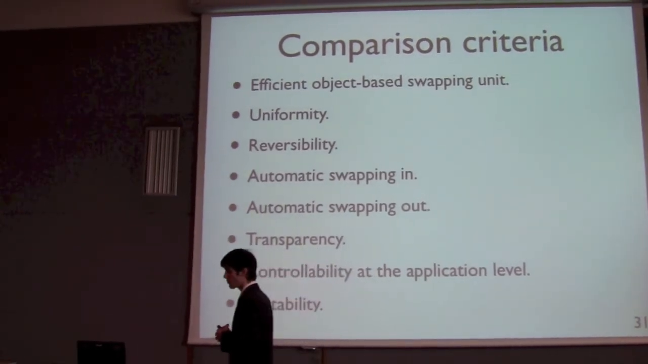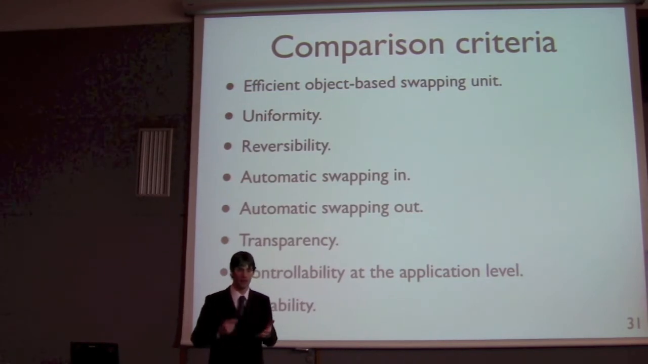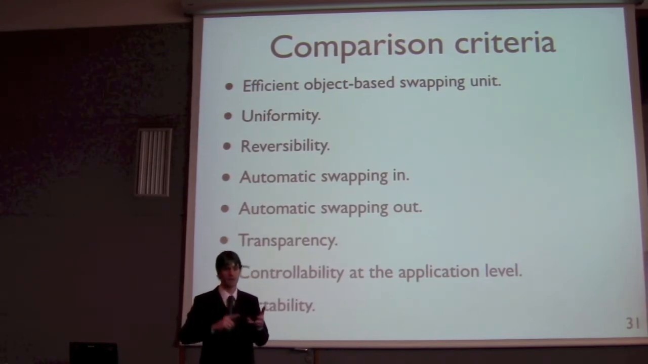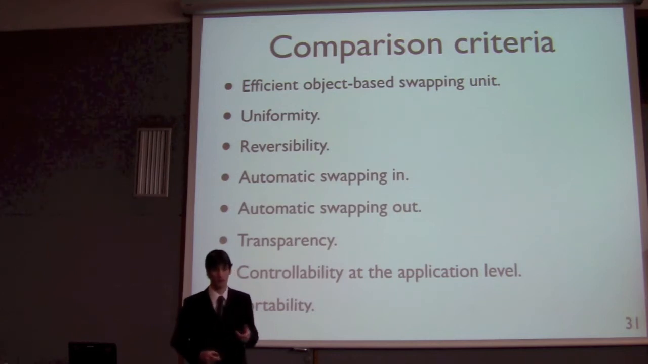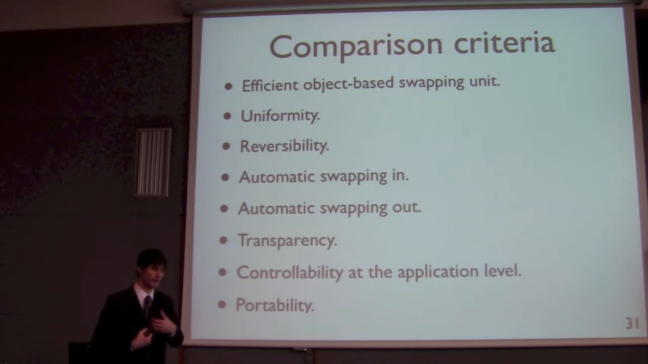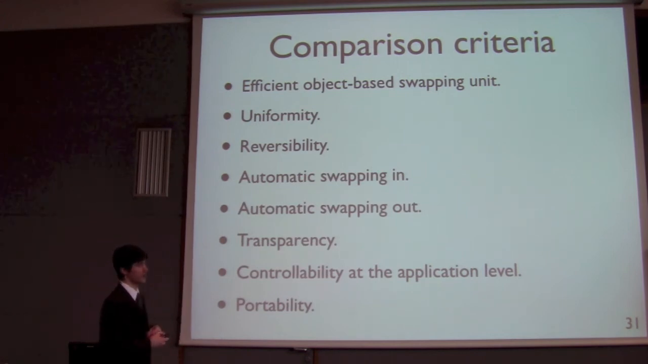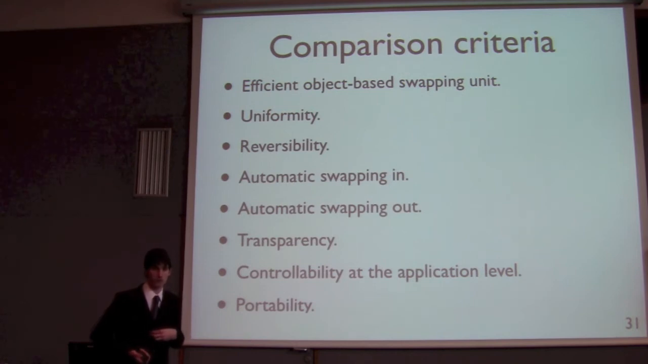We want to be uniform. That means that we should be able to swap any kind of object graph, whether it is data or runtime entities or code or whatever. So we should be uniform. We should be able to reverse things. So that means that if you swap out, you should be able to swap in. That's in contrast, for example, to remove, where you remove and you're done. We would like to have automatic swap in. That's what happens with all virtual memory.